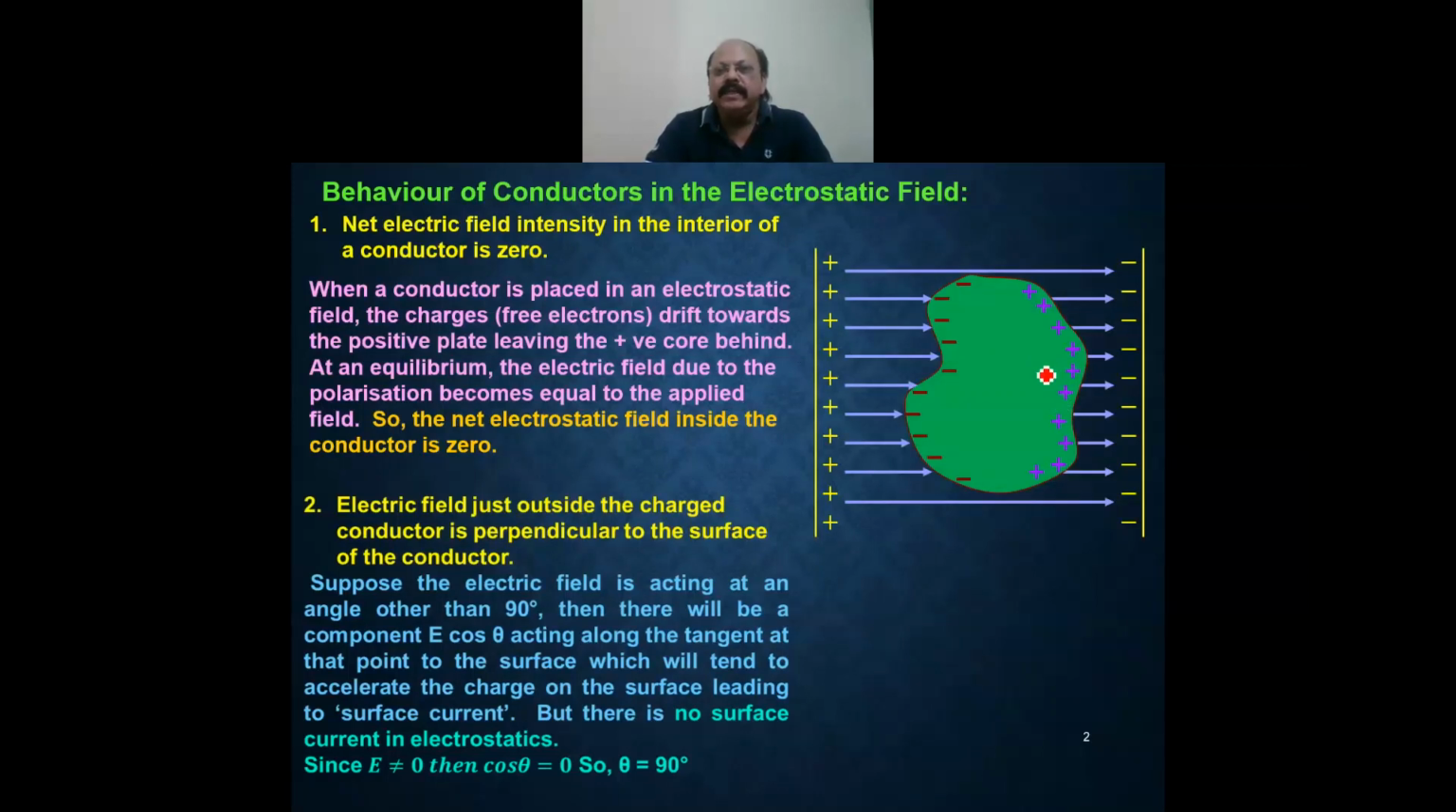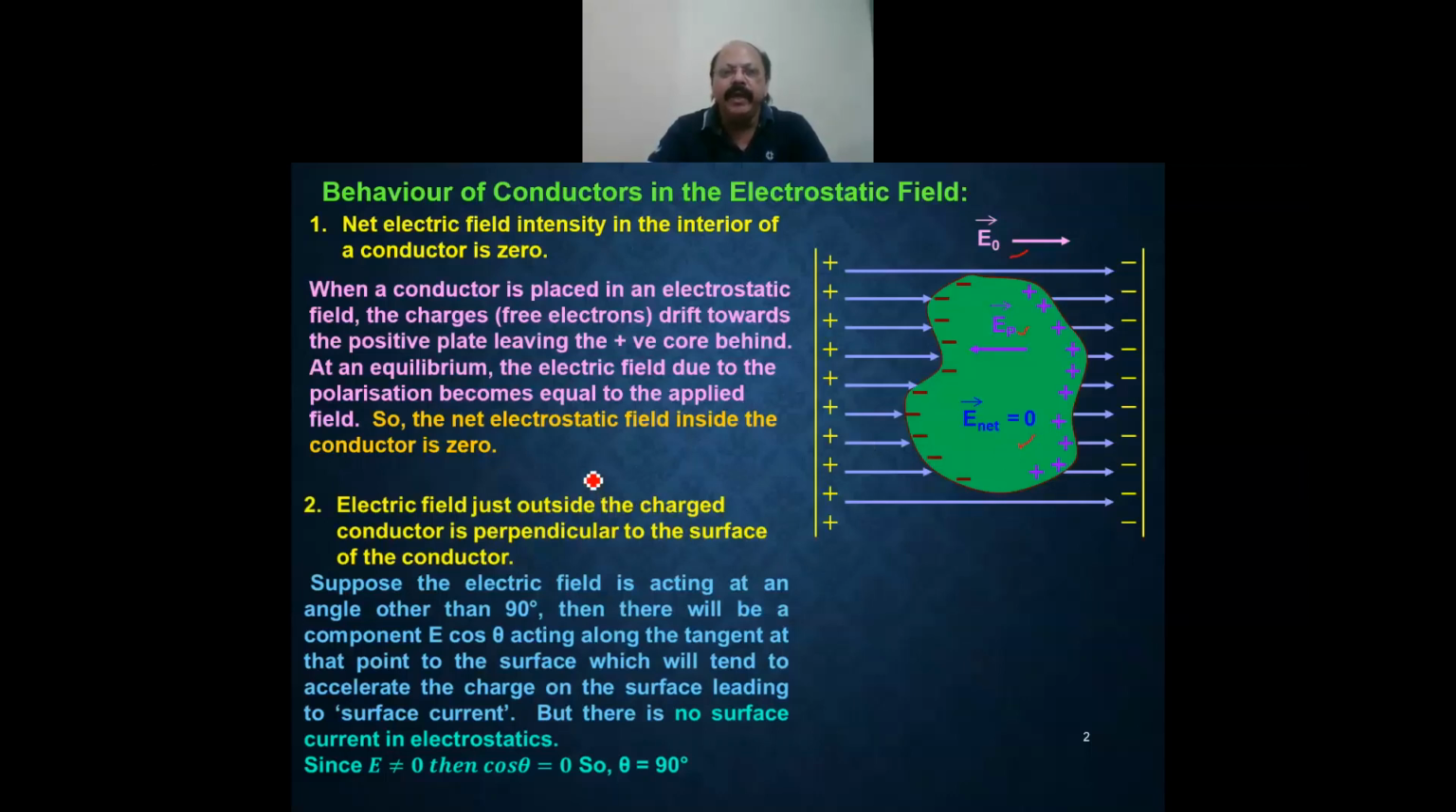And then what happens? These positive and negative charges of the conductor get separated due to the polarization, and then an electric field is developed in the opposite direction of the original electric field. That electric field is represented by EP, and the original electric field is represented by E naught. This EP and E naught are equal and opposite, therefore the net electric field inside the conductor is zero. So that's why we say that the net electric field inside the conductor is zero.